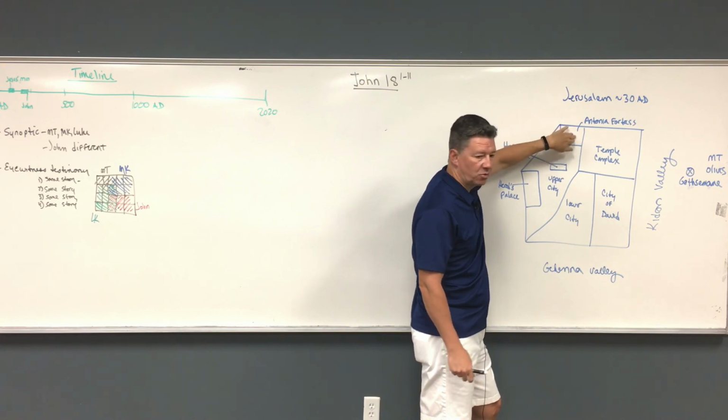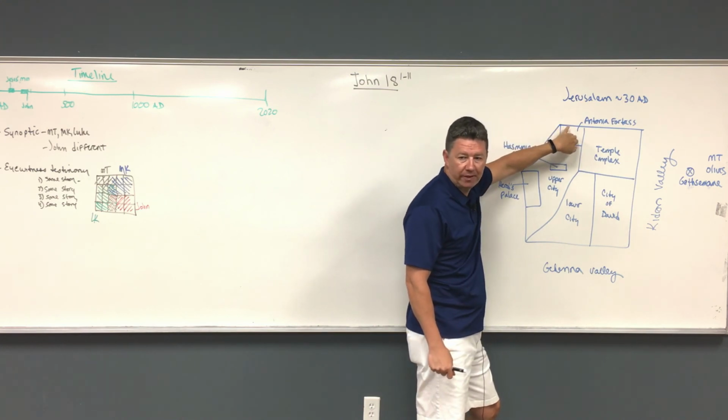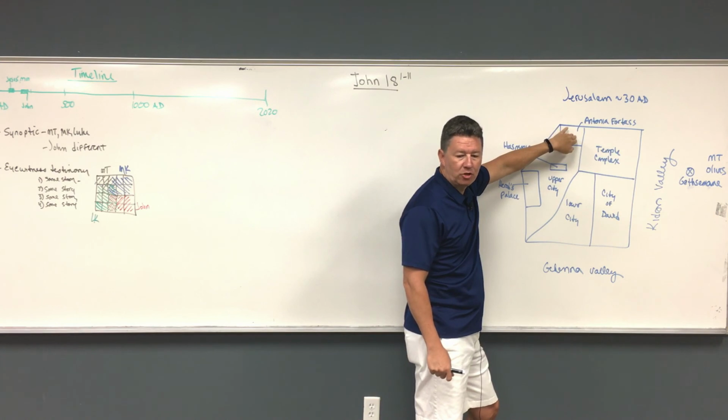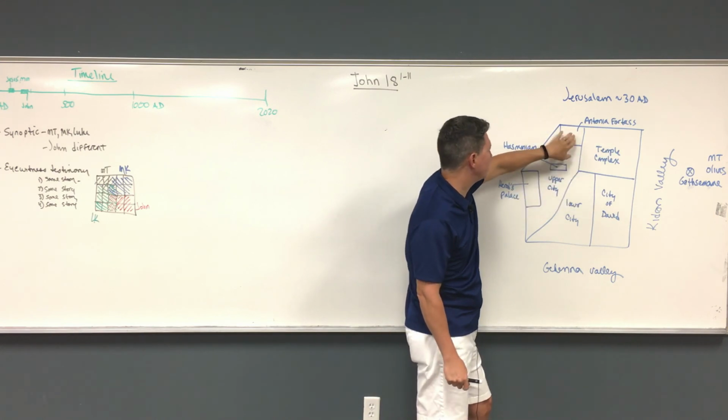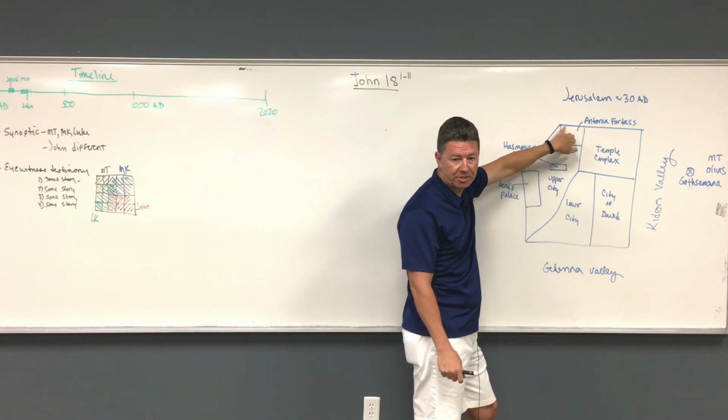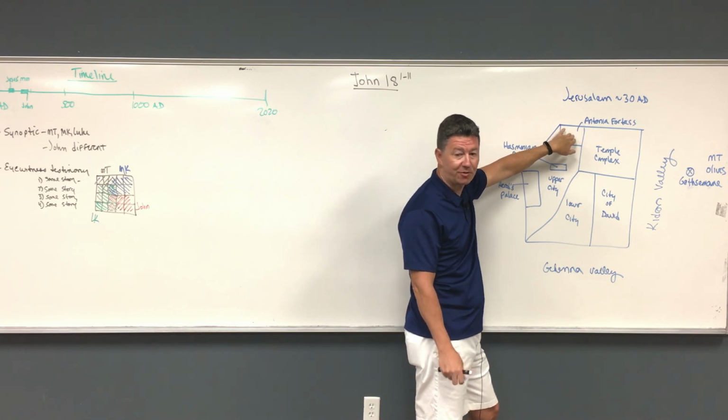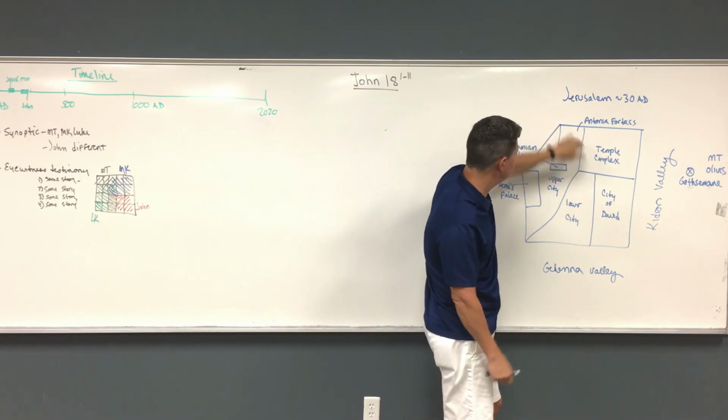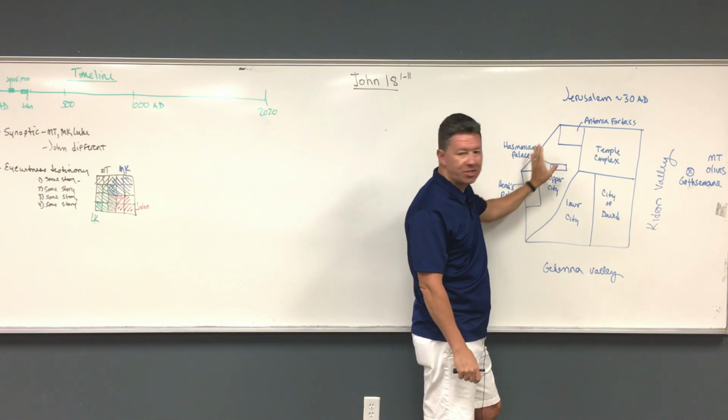And this is where guards would be stationed, probably to guard the temple, probably to guard the city. Certainly a garrison, we think, of Roman soldiers was stationed permanently here because of all the unrest that goes on in Jerusalem. Then we have the upper city.